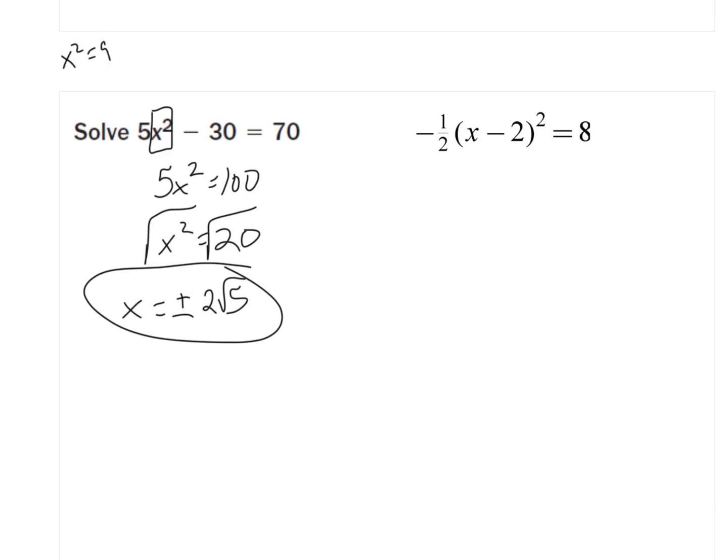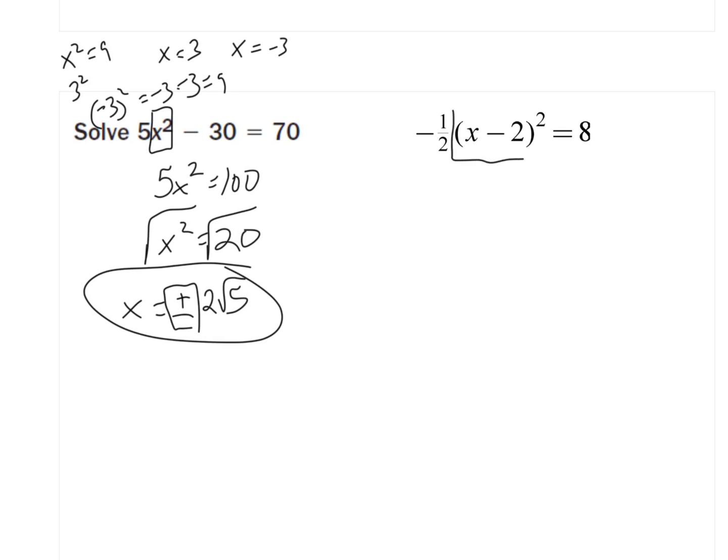Now, the reason for the plus or minus, I'll go to this question. X squared is equal to 9. Well, is x equal to 3 going to work? Sure. 3 squared is 9. X equals negative 3 will also work because negative 3 squared is negative 3 times negative 3, also a positive 9. So that's why we got this plus or minus whenever we take the square root.